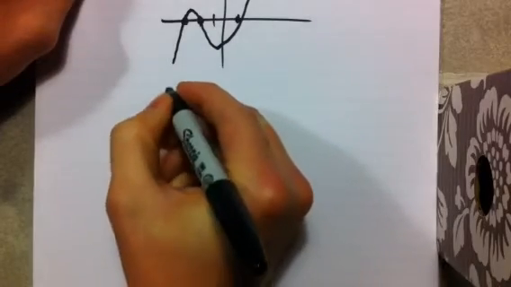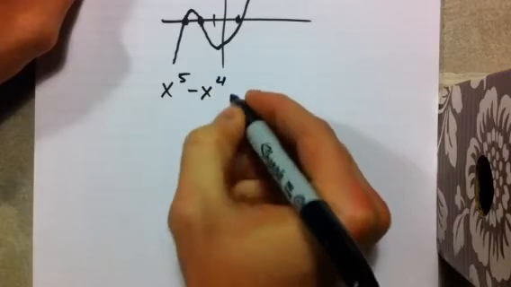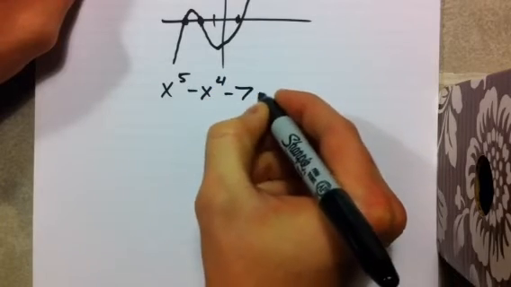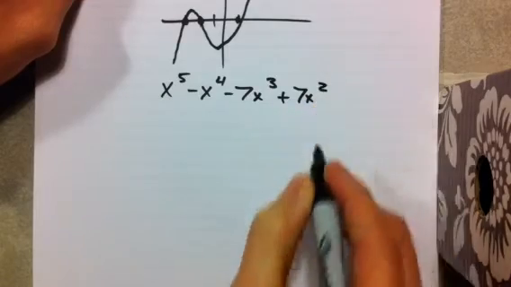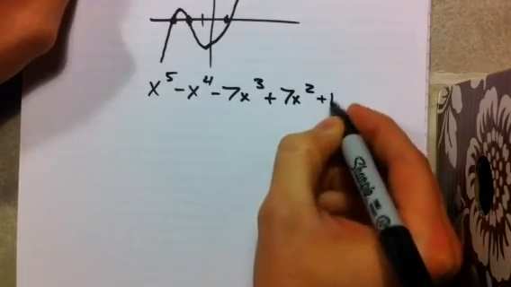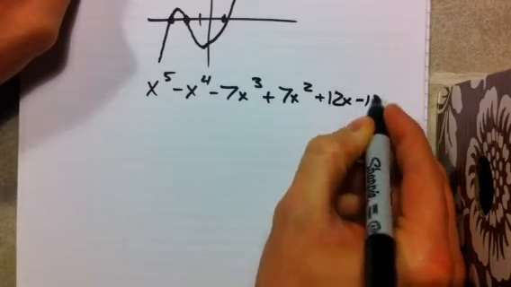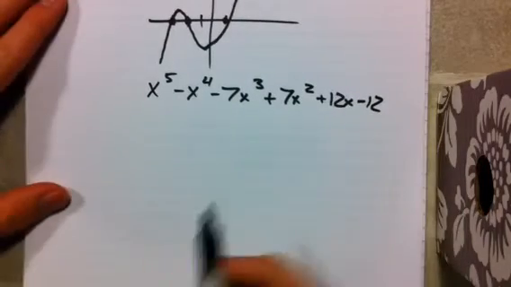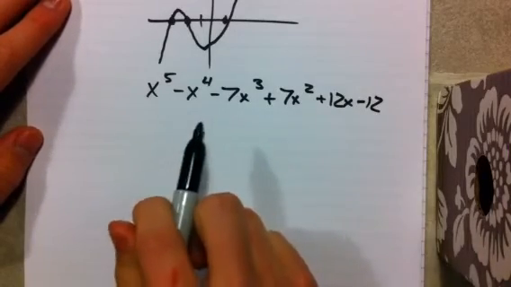Let's take x to the 5th minus x to the 4th minus 7x cubed plus 7x squared plus 12x minus 12. So we have no method of even beginning to factor 6 terms.